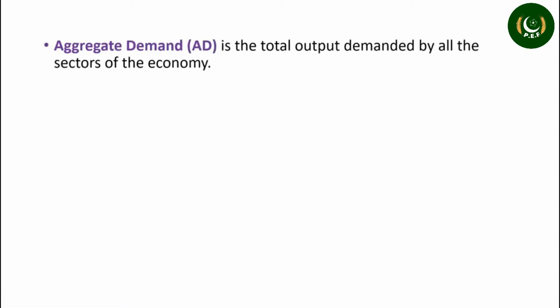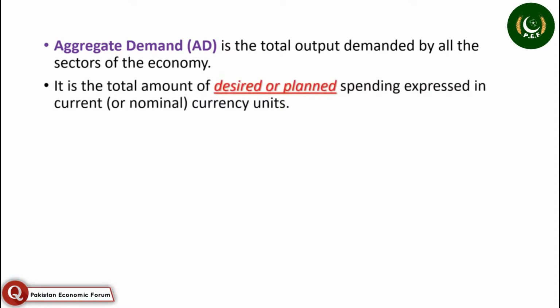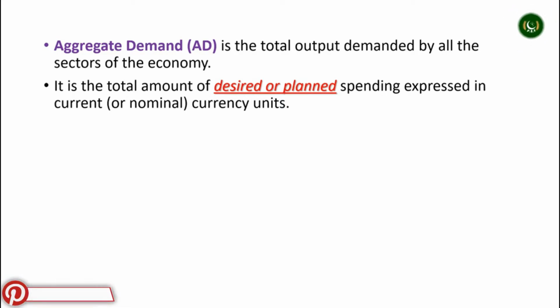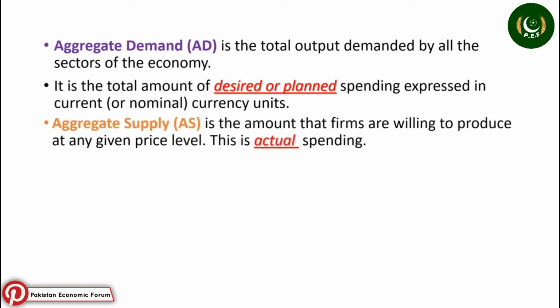Students, the aggregate demand is the total amount of output demanded by all the sectors of economy. It is the total amount of desired or planned spending expressed in current currency units. It represents what people want to buy. On the other hand, the aggregate supply is the amount that firms are willing to produce at any given price level. This is the actual spending.